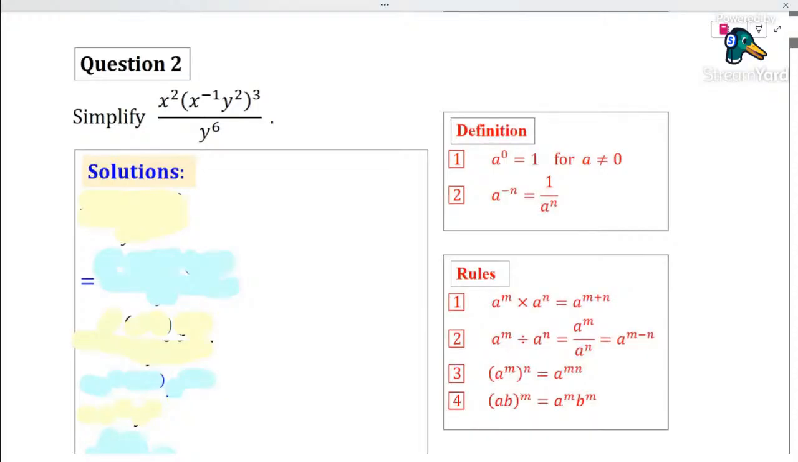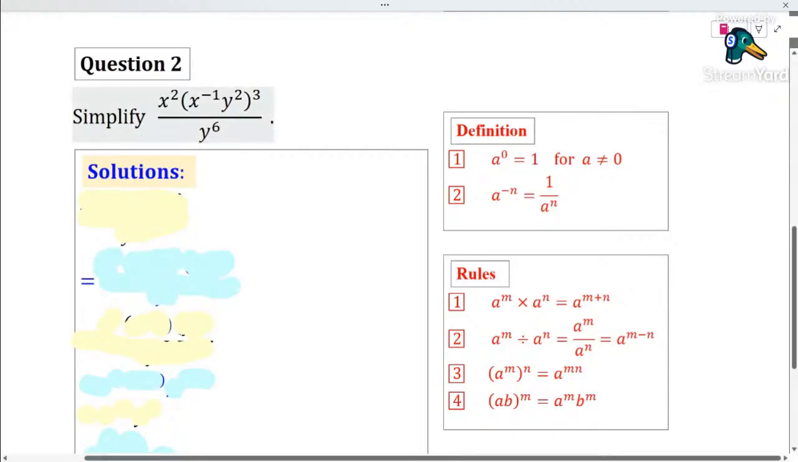Once again, we try to observe what base numbers we have here. We have x, we have y. Next, what is the operation between the x, y terms? We find that we have the operations, very obvious. The whole thing here is divide in fraction form. The x squared and the brackets here, we have the operation of multiply. And then these whole brackets here, we have the operation of power. So if it involves multiply, divide, and power, for sure we can make use of rules. Then it's up to your choice which rule you want to start with first, whichever is suitable.